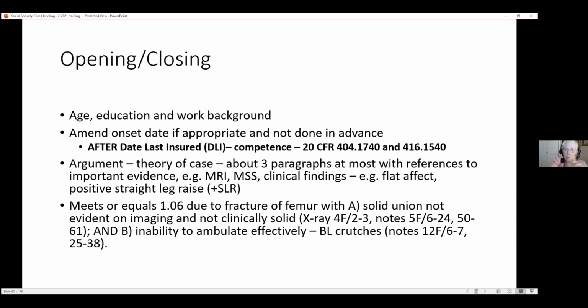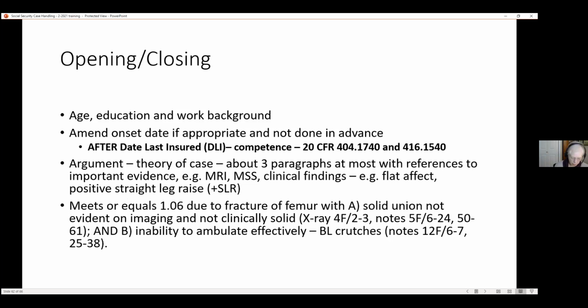So you ought to have the date last insured put someplace where you can see it at the top of your hearing notes, with your questions and your theory of the case. Make sure you talk to your client about that. You do not want to make a mistake and amend to after the date last insured.